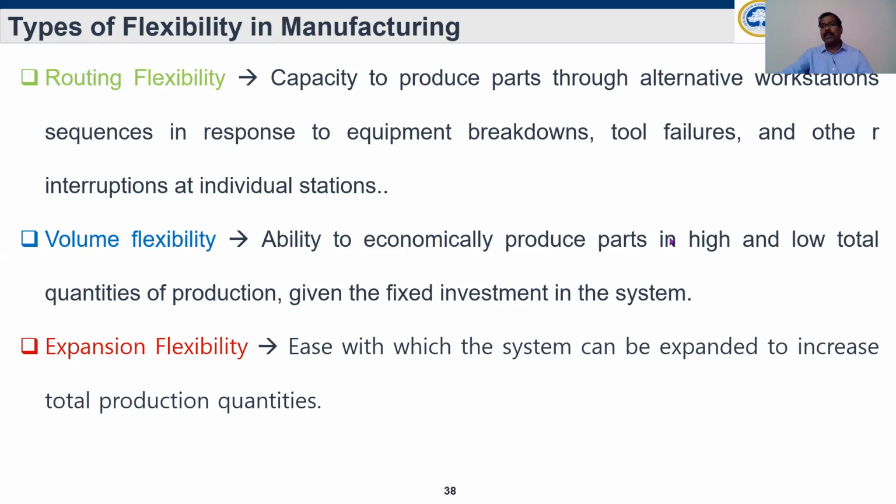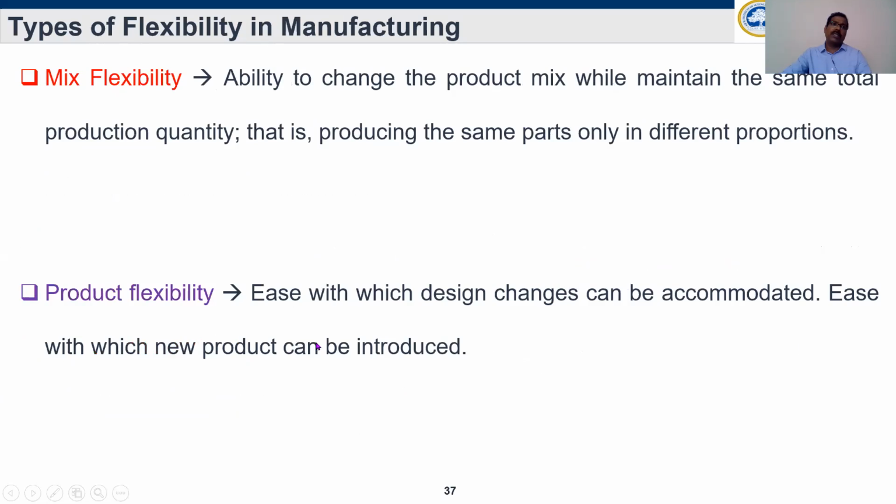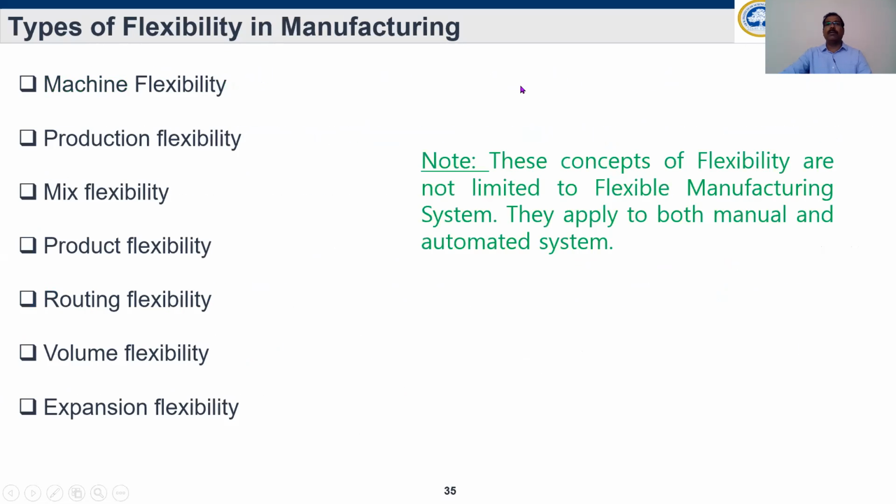Then volume flexibility. We can produce high volume or low total quantities with a fixed investment. So we should have flexibility in volume, which is mainly an economic point of view. Then expansion flexibility: the ease with which the system can be expanded to increase the total production quantity. It is also related to volume. Suddenly we might increase the volume, or suddenly decrease it, and accordingly our system should be more flexible and able to adapt. Okay, so these are all the flexibilities in general for machining or manufacturing.